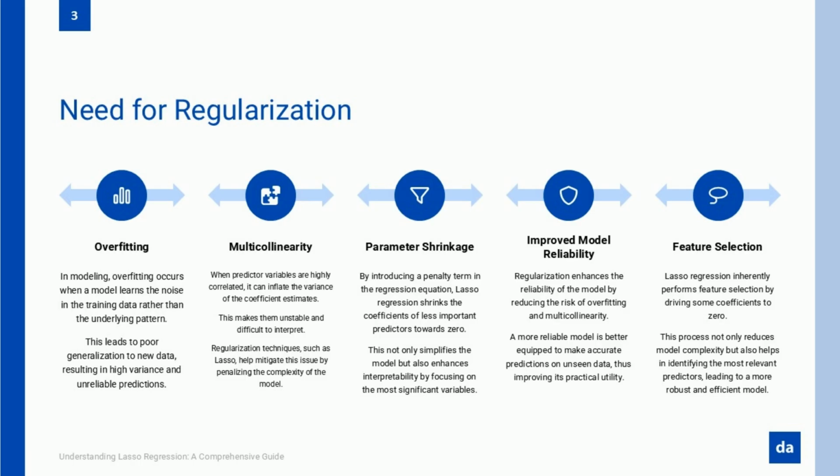But here's where things get interesting. Lasso doesn't just shrink coefficients. It does something even more powerful. It eliminates them entirely. It forces some predictors to exactly zero, meaning they get completely removed from the model. And that's why Lasso is a game changer. It's not just improving accuracy, it's automatically choosing the most important features for you.